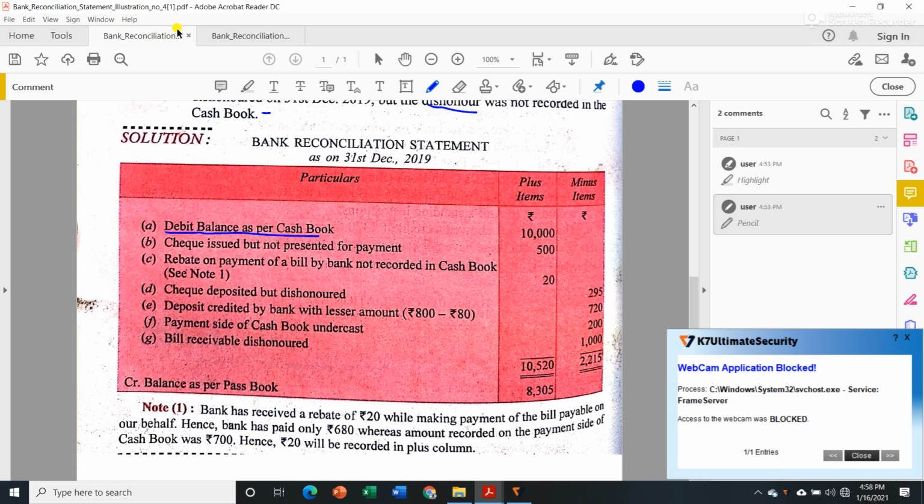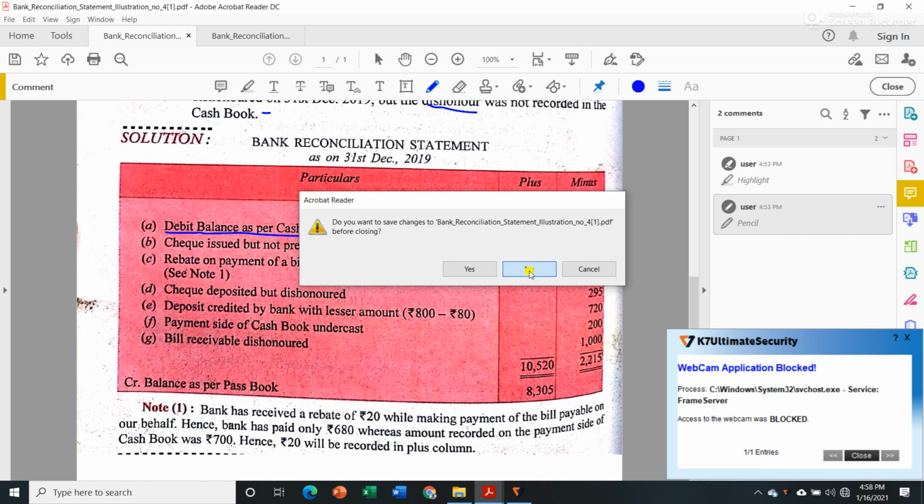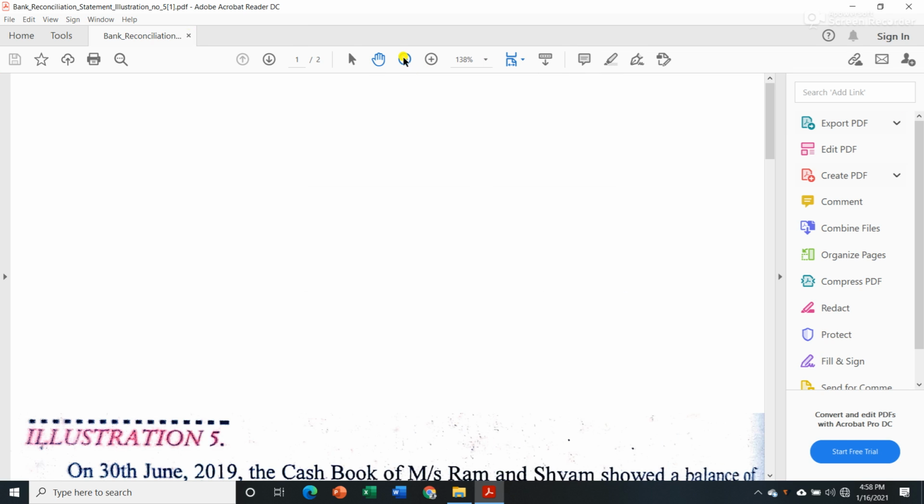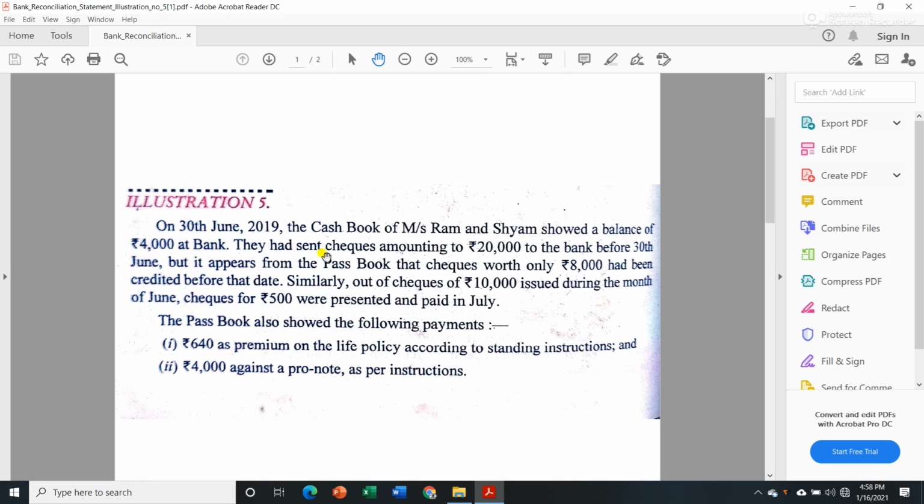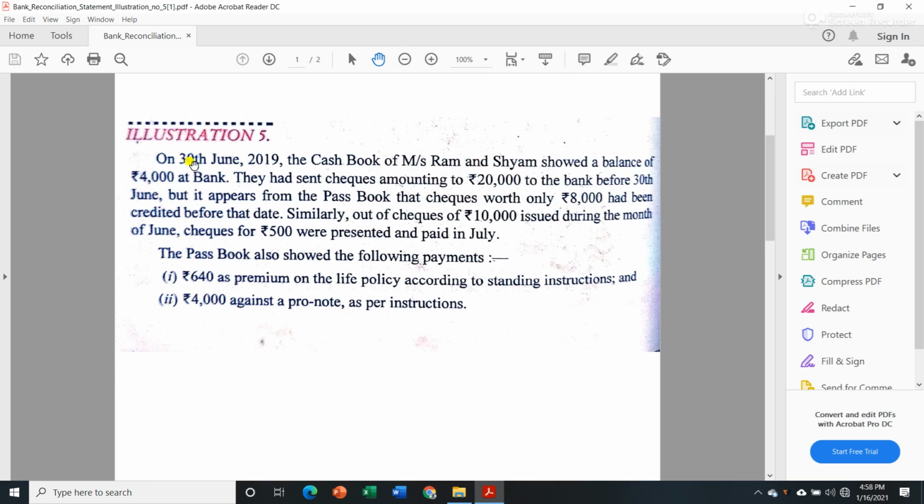Okay, now let us see the last illustration of this particular point. Okay, on 30th June 2019, the cash book of MS Ram and Sham showed a balance of 4000 at bank. That means according to passbook. Okay, they had sent checks amounting to 20,000 to the bank. Now they haven't given all the transactions point wise, so we have to see each and every sentence.